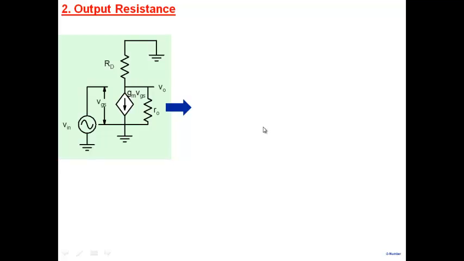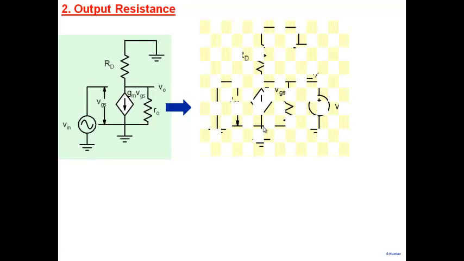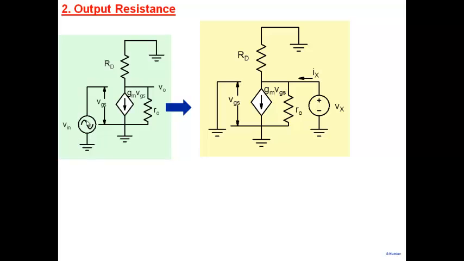The next thing is output resistance. And recall that output resistance is determined by removing the input source here, shorting it, applying a source at the output here, Vx, finding out what is the current flowing here, Ix, and Vx by Ix gives you the output resistance.